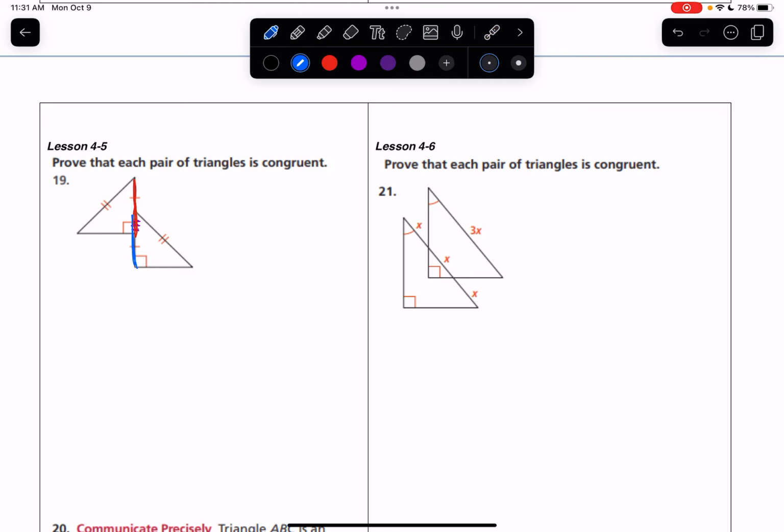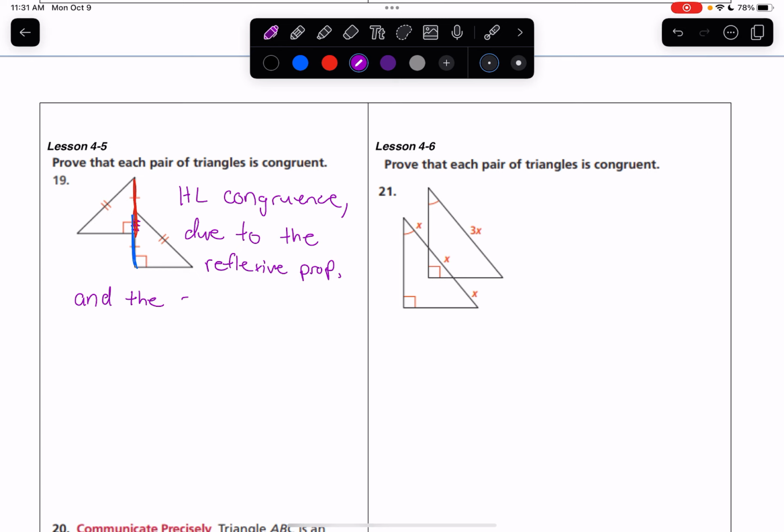So the triangles, which are two right triangles, are congruent by hypotenuse leg congruence due to, I'm going to write two things, the reflexive property, which shows that that overlap area is congruent to itself, and the segment addition postulate. So that's not really a proof, but it is important.